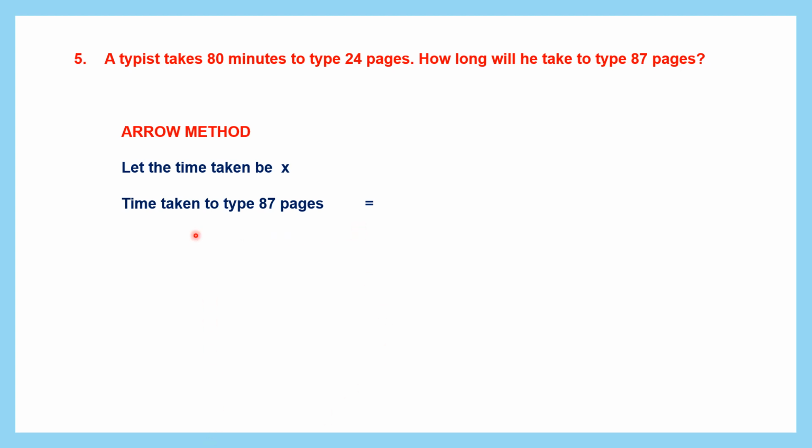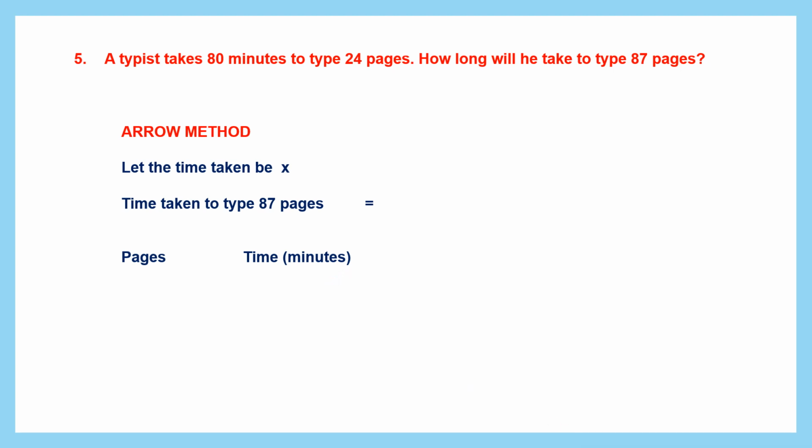Now again, look out for the keywords. We have time and we have pages. Time and pages. What should we find out? Time. So that should be the second column and pages will be the first column. So pages and the time in minutes, because here it says minutes, so we'll put the time in minutes. So now let's fill in.